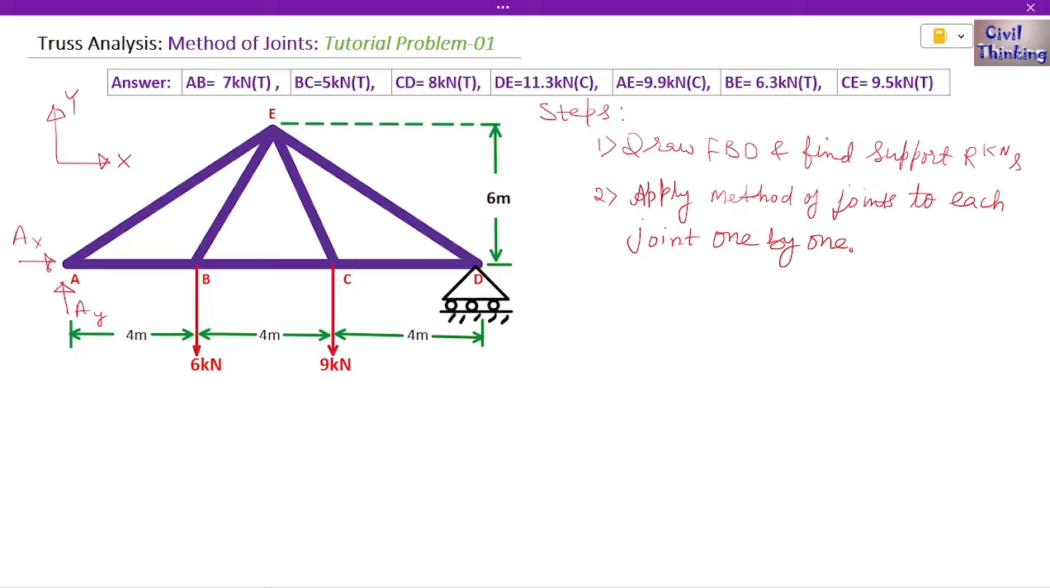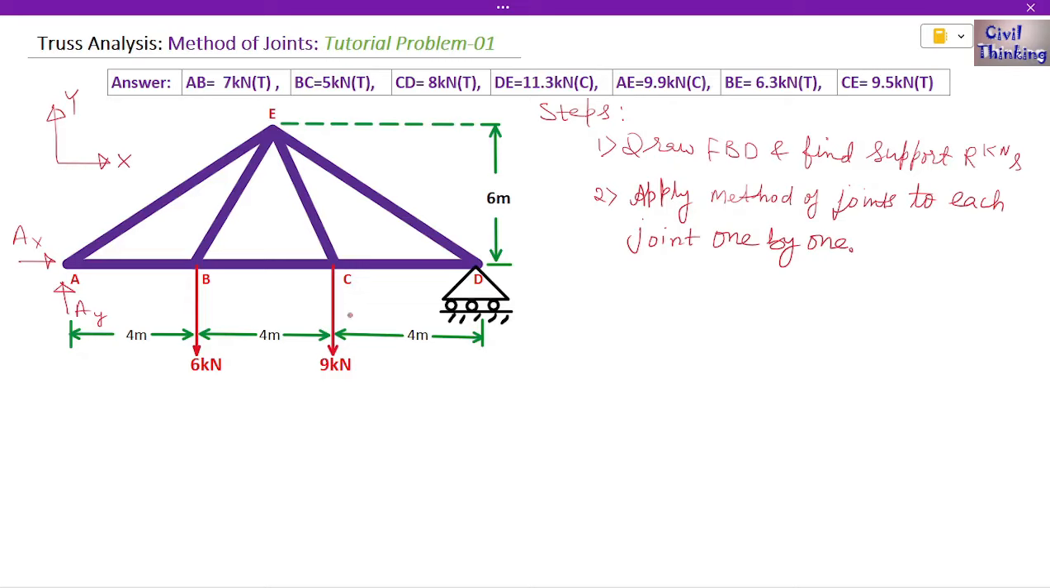When we find the support reactions, if we get a positive value, it means our assumed directions were correct, and if we get a negative value, that means our assumed directions were wrong, and the actual direction of these support reactions is opposite to what we assumed.